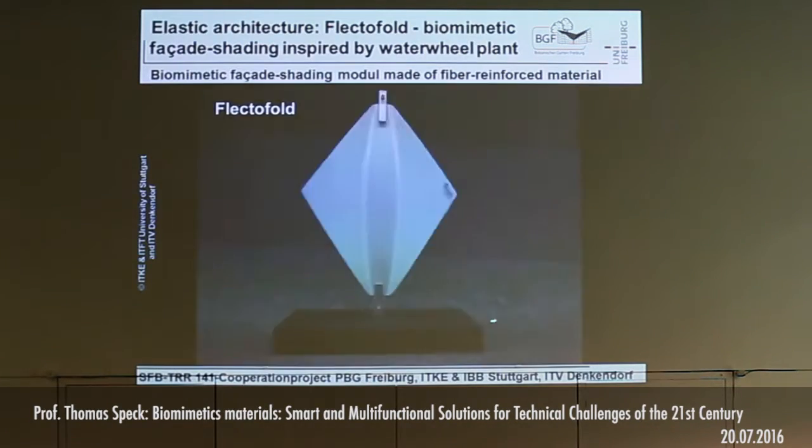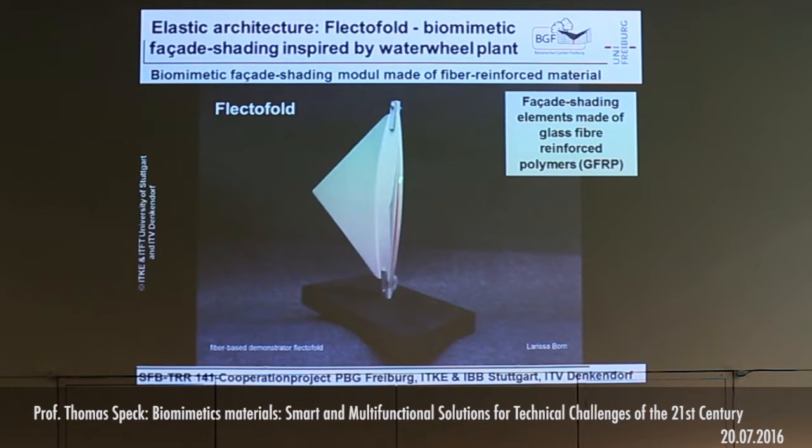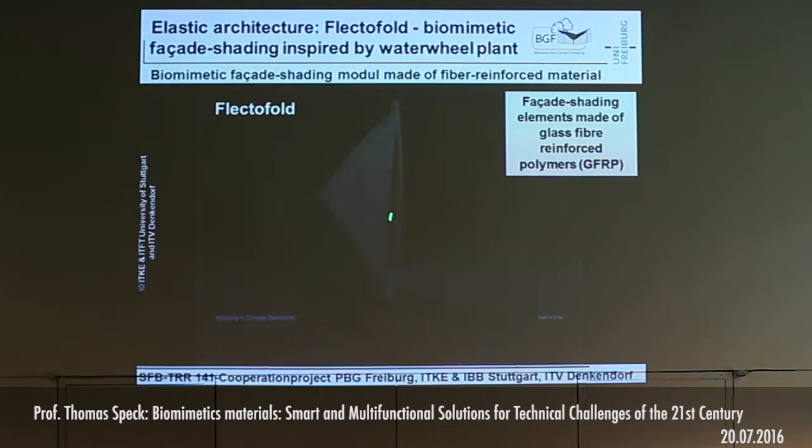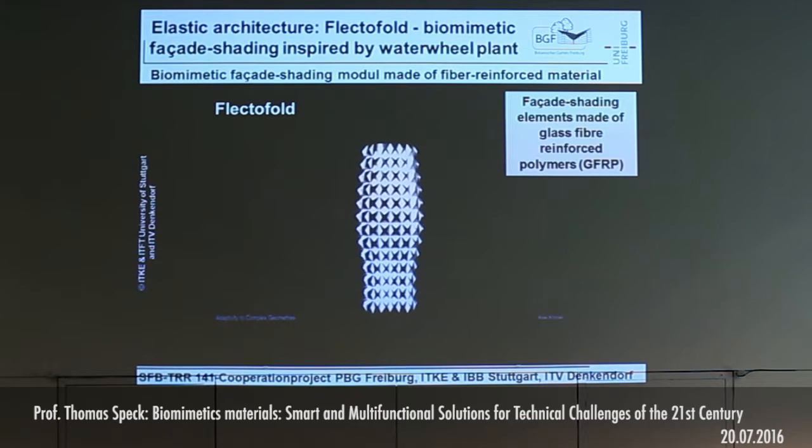We have a first prototype which already works, again built from glass fiber reinforced polymers, and it's just actuated by a small cushion which is inflated by air, and it can be used for differently shaped surfaces in architectural buildings, like, for example, you see here in this kind of building.